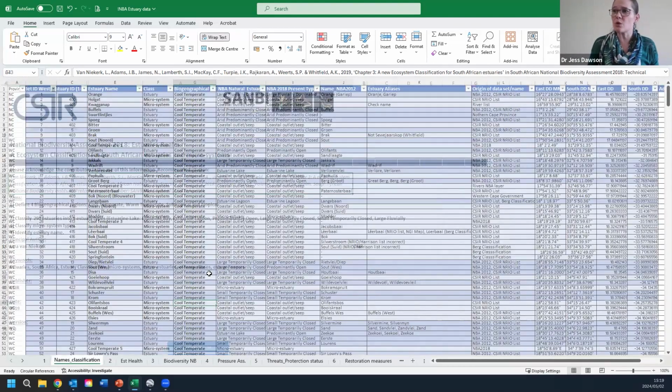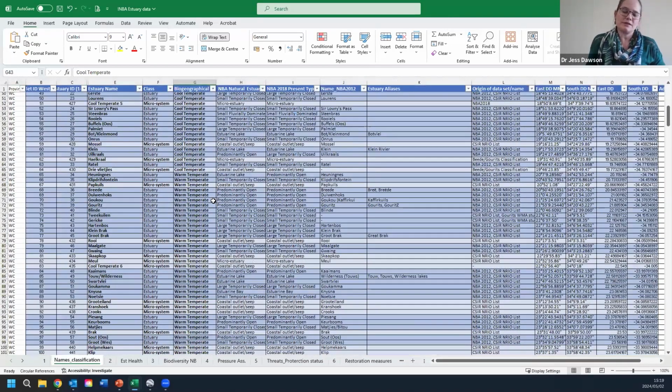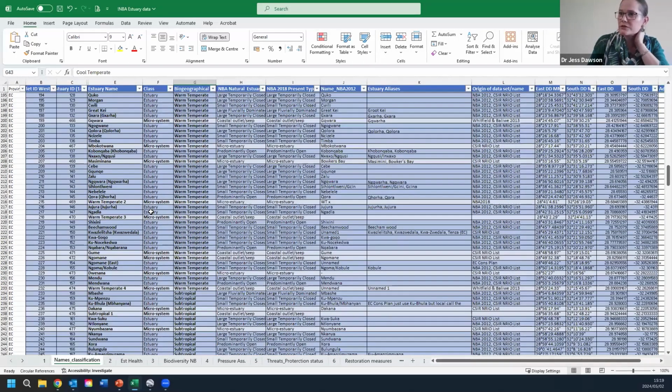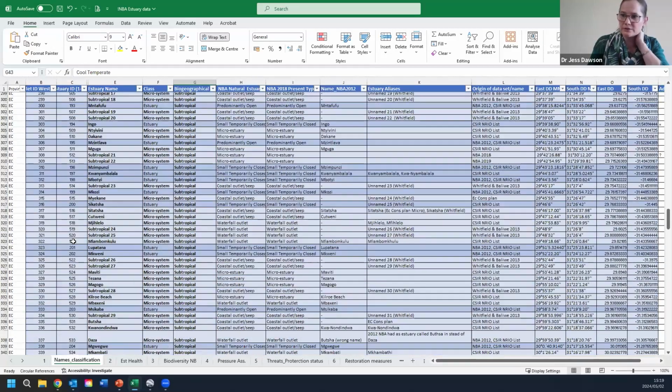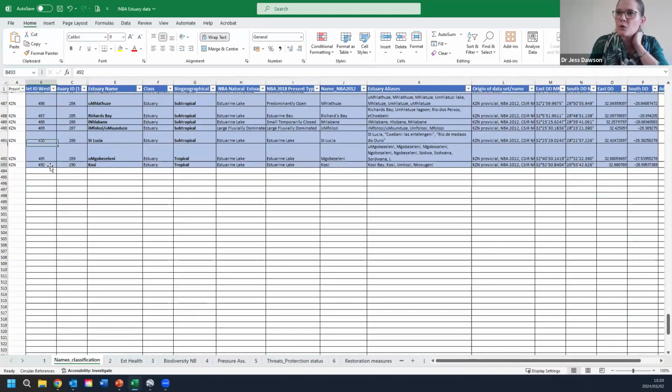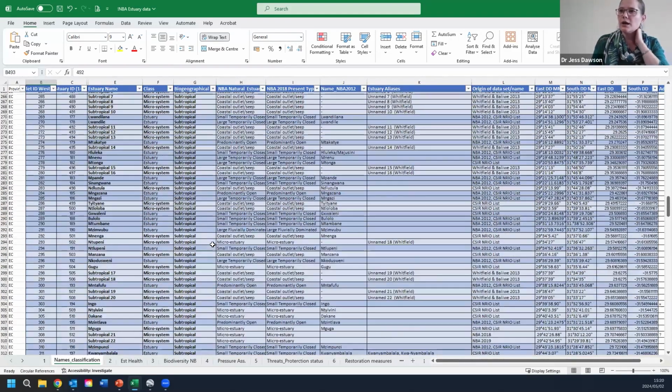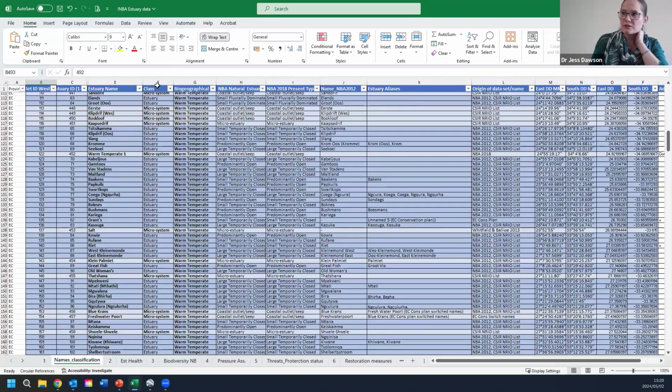So the first tab is all of our estuaries. This is the estuaries as well as the estuarine outlets, the small microsystems, all along the coastline. So in the end here, we get to 492. And they're all divided into the name of the estuary, the class, the region in which it falls. We get its old classification, its new classification, names. So many of the estuaries, especially along the KwaZulu-Natal coast, have multiple names.